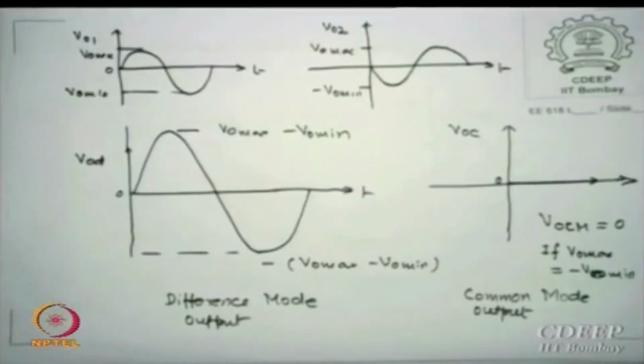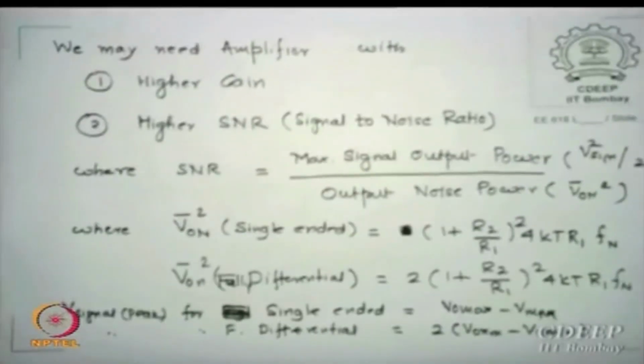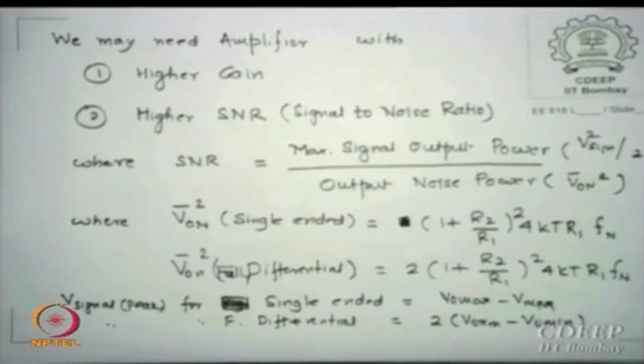So the issue, let us say we need an amplifier which has a higher gain, and we also desire that such an amplifier has large signal to noise ratio. For the sake of those who have not done this earlier, signal to noise ratio is the maximum signal output power divided by output noise power, okay, the ratio of this is called signal to noise ratio, SNR.